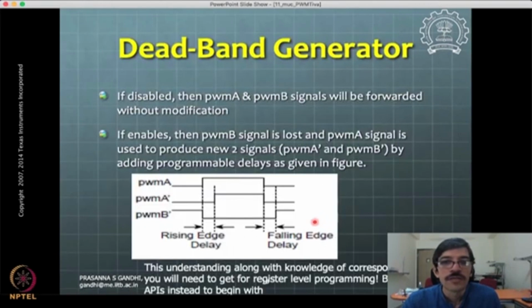Okay, so this is a deadband generator. You can go through a little more detail about it. If it is disabled, then you don't have this shifting of the signals happening. But if it is enabled, depending upon the value given in some registers, you will have some delay produced in the PWM A prime signal, which is the actual output of the PWM. So these signals will get delayed a little bit. This part is called a dead band. You can have a rising edge delay or a falling edge delay, and you can produce these signals.